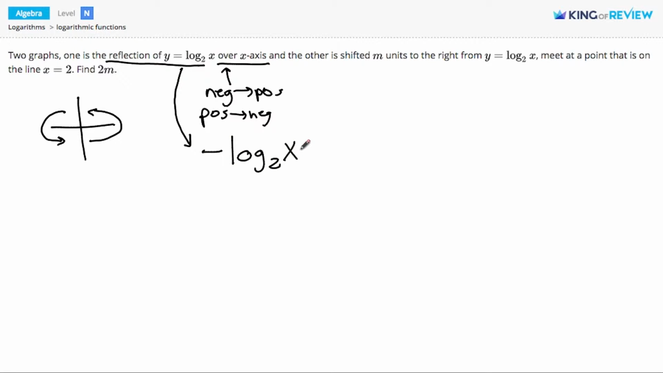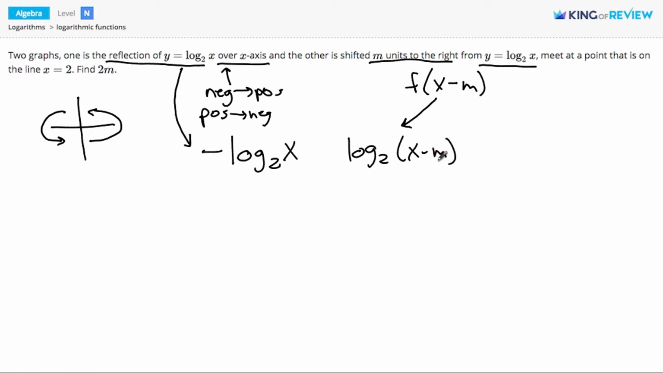Now the other graph is shifted m units to the right from the same graph, y equals log base 2 of x. Well, when you shift any function to the right by m units, the way to do it is to subtract m from x inside the function. So in this case, if we're shifting m units to the right, our function will be the log base 2 of x minus m. Subtracting m units inside the log function will shift this graph m units to the right.